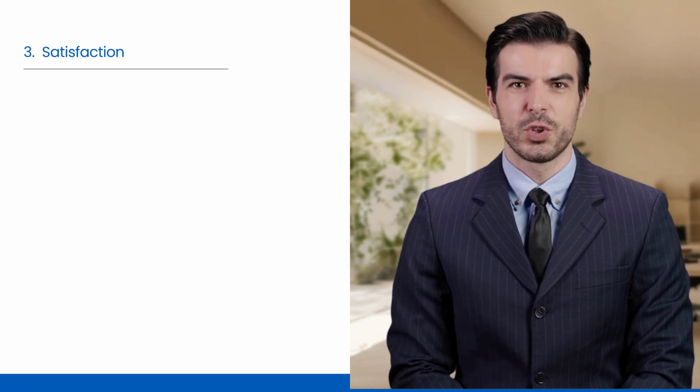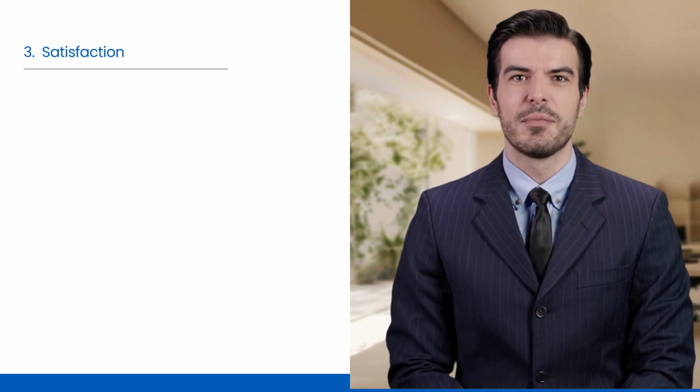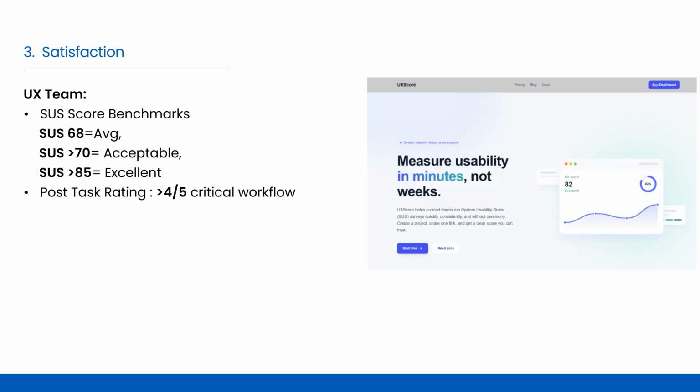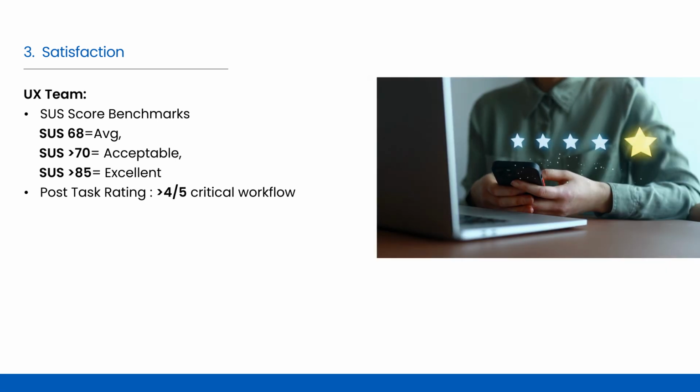Satisfaction must ensure that users feel comfortable, confident, and positive while interacting with the system. The UX team must measure user satisfaction using standardized tools such as the System Usability Scale. The system must achieve a score of at least 70 for acceptable usability, with higher benchmarks indicating better experience. Post-task ratings must average at least 4 out of 5 for critical workflows. Qualitative feedback, including user comments and emotional responses, must be collected to support and explain quantitative results.